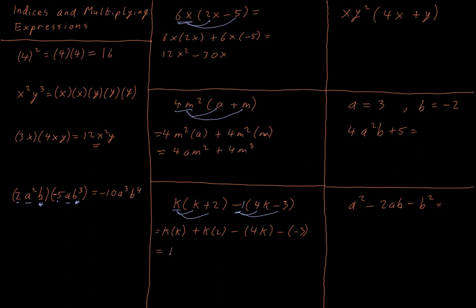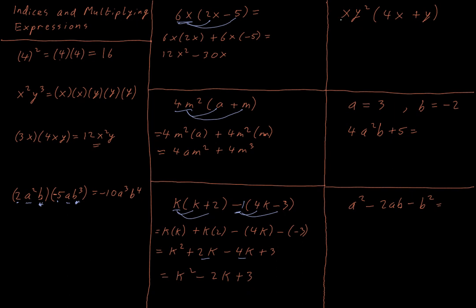So k multiplied by k is 2 k's multiplied together, is k squared. And then I have k multiplied by 2. That means 2k. This means k multiplied by itself twice. This means 2k, so k plus k. So we need to be careful. These two are very different things. And then I have minus multiplied by 4k is minus 4k. So it's plus 4k multiplied by minus is minus 4k. Minus by minus is plus 3. And then I see I have some like terms. So k squared. I have 2k, minus 4k, I'm left with minus 2k plus 3. And that's as far as I can go.